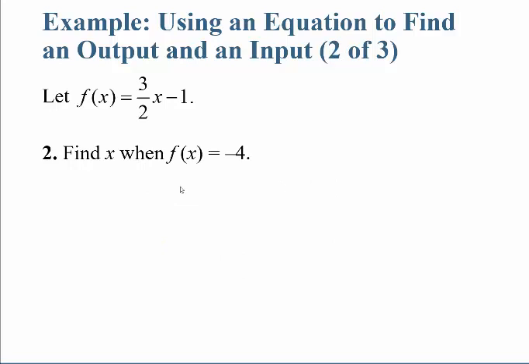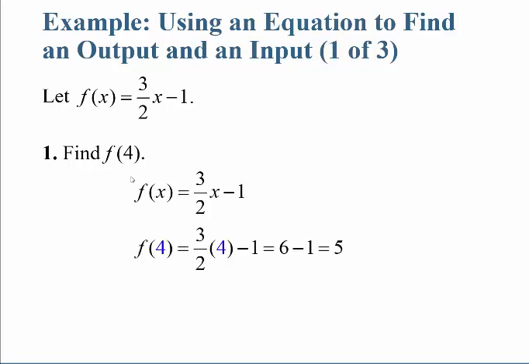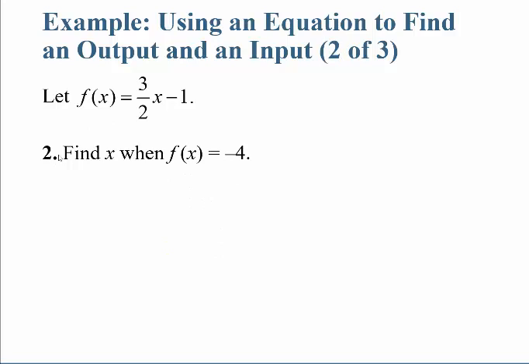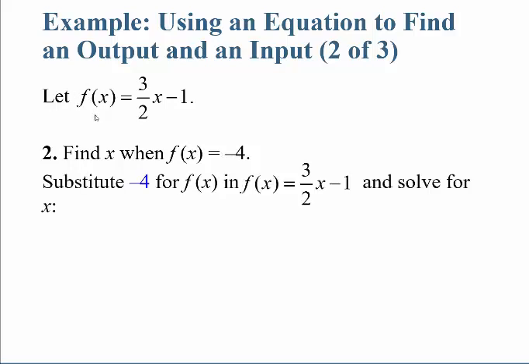Again, let's find x. Now this is weird. The last one said to find f of 4. Now this is saying find x. I'm asking you to find x when f of x is equal to negative 4. So I'm telling you what f of x is equal to. You're going to substitute negative 4 for f of x in the equation and then solve for x. Pay attention to how it's being asked. So I'm going to replace f of x with negative 4.